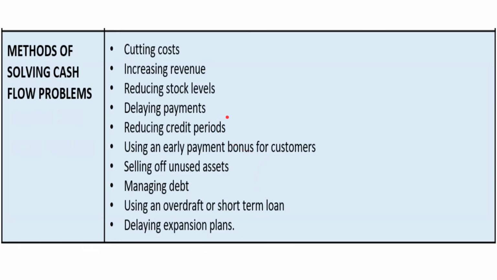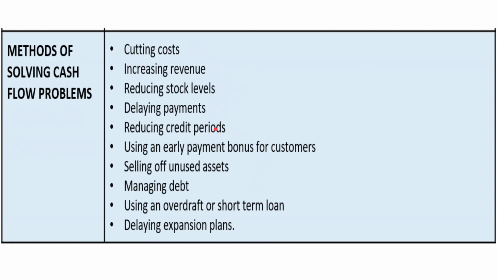Okay, so some of the key methods, right? If you can reduce your costs, that's going to reduce your outflows. If you can increase your inflows by increasing revenue, selling more products, that's going to be good news. If you can just focus on reducing stock levels, then it means you don't have to buy as much stock, so that's going to help cut your costs again. Delaying payment, can you actually get your creditors to give you a bit more time to actually pay your bills? Perhaps they can offer you 30 days credit or something.